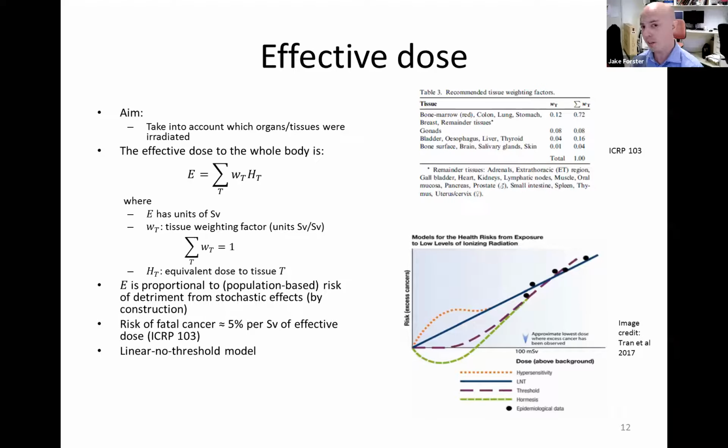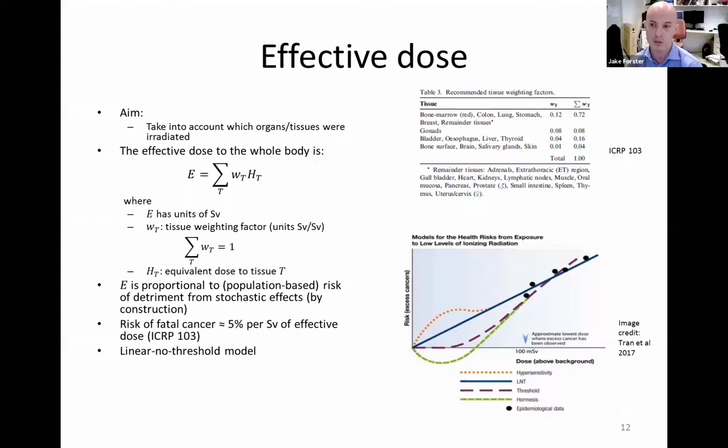The next thing we want to take into account is that different organs, if they are irradiated with the same equivalent dose, might not confer the same risk of detriment from stochastic effects, depending on which organ received that equivalent dose. For this, we have this quantity called effective dose. The effective dose is only defined for the whole body. We attain the effective dose by multiplying our equivalent dose to some organ or tissue T by the tissue weighting factor for that tissue, and then summing over all of the tissues that received an equivalent dose.